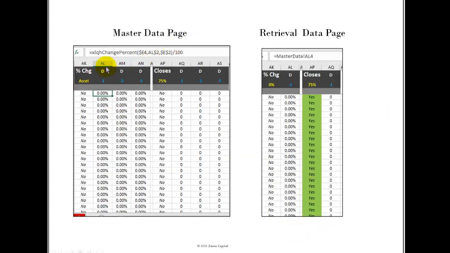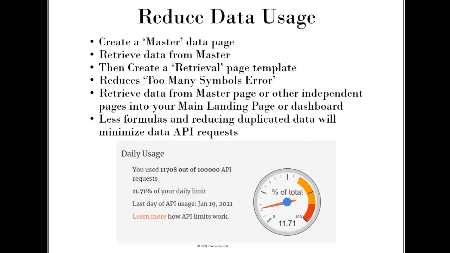Here's an example. This is a master page that has percent change data in it. You can see the XLQ formula here. Here is a retrieval data page, and instead of having the actual XLQ formula, it simply references where on the master data page the information is and in what cell. The goal is to reduce the too many errors symbol. Each data provider, whether it's free or paid for, has a certain limit on the number of API requests or the amount of data that it will give you or the number of tickers it will provide information for.